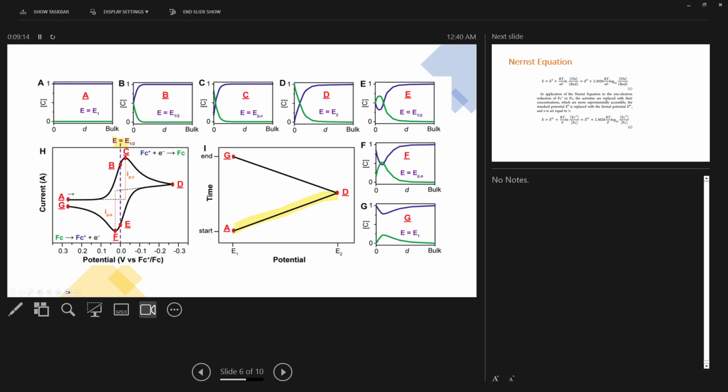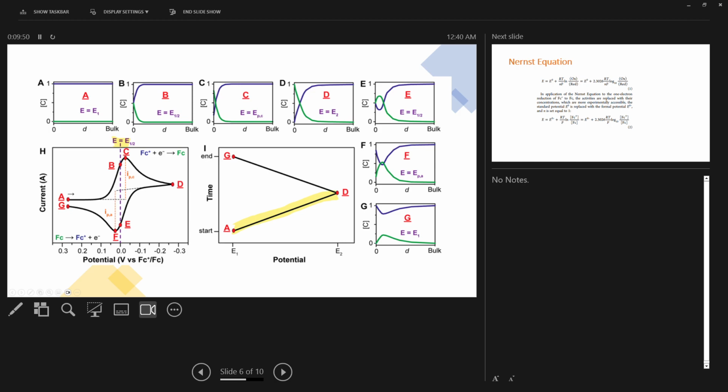In this case, we can see the concentrations. The blue line is showing the ferrocenium, which is at the start. So at the start, when E is equal to E1, look at this figure A. At the start, when the potential was equal to E1, there was only ferrocenium, meaning that Fc+ was the only species present at the surface of the working electrode.